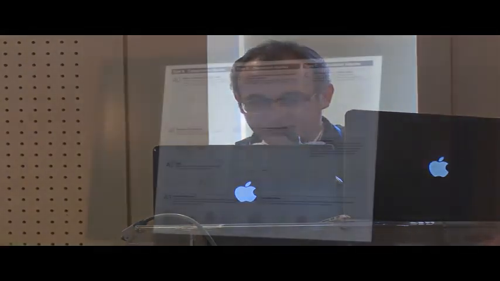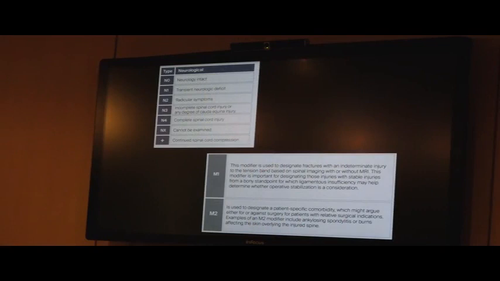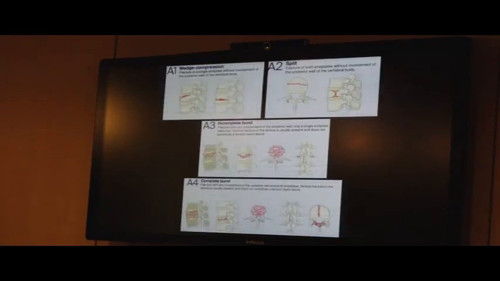So this is the AO classification system. Please try to learn it in this session. A is compression, B is distraction, and C is translation. If you look closely, we also have modifiers for it. Please look at A1. It's compression, wedge compression fractures. A2 is split. We have fracture at both endplates. In A3, we have fracture at only one side. In A4, we have fracture in bilateral endplates.